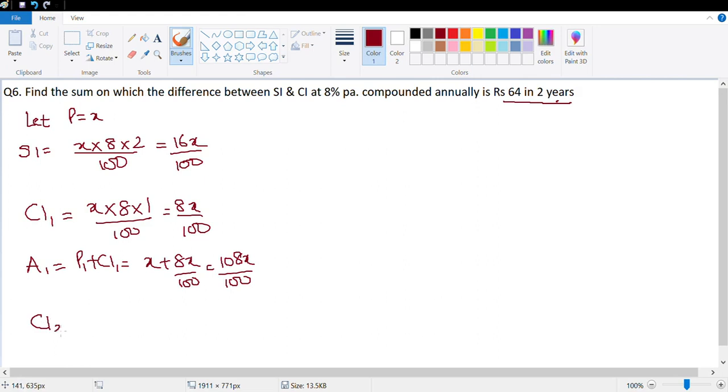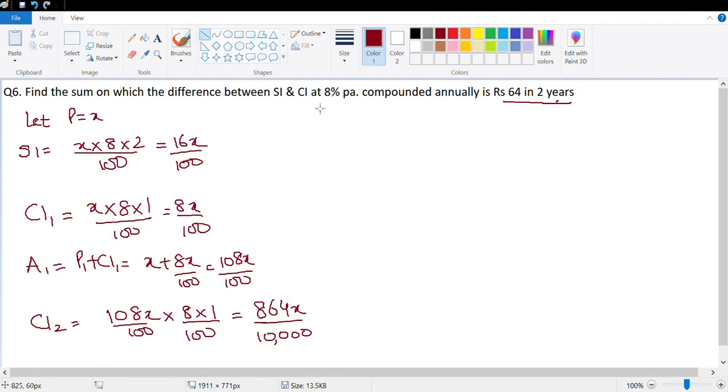Let's calculate compound interest 2. That will be principal, which is in this case 108x upon 100, multiplied with rate, which in this case is 8 into 1 upon 100. So this is 108 into 8, that's 864. So this is 864x upon 1 with 4 zeros, that's 10,000.